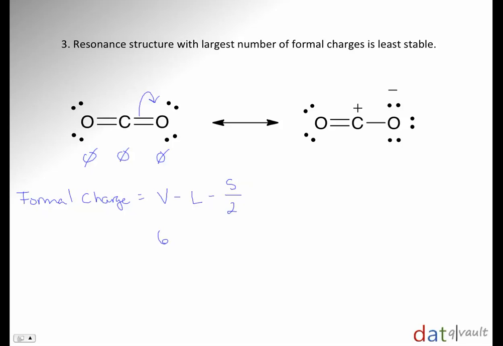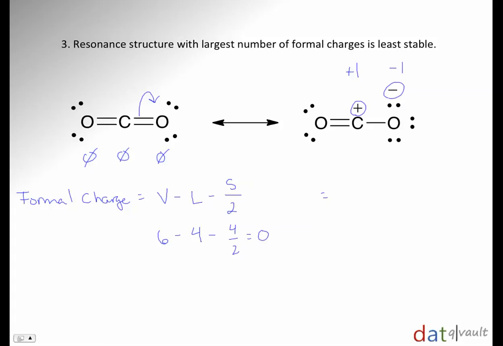Oxygen has 6 valence electrons. It has 4 lone pair electrons. There are 4 electrons shared in this carbon-oxygen double bond, so that's 4 divided by 2. This overall gives us a formal charge of 0 on this oxygen. Alright, let's look over here on the right. This carbon has a positive charge on it. By writing a positive charge on this carbon, we're denoting that it actually has a formal charge of 1. Oxygen has a negative charge, so it has a formal charge of negative 1. But we can actually calculate this out using the equation down here.